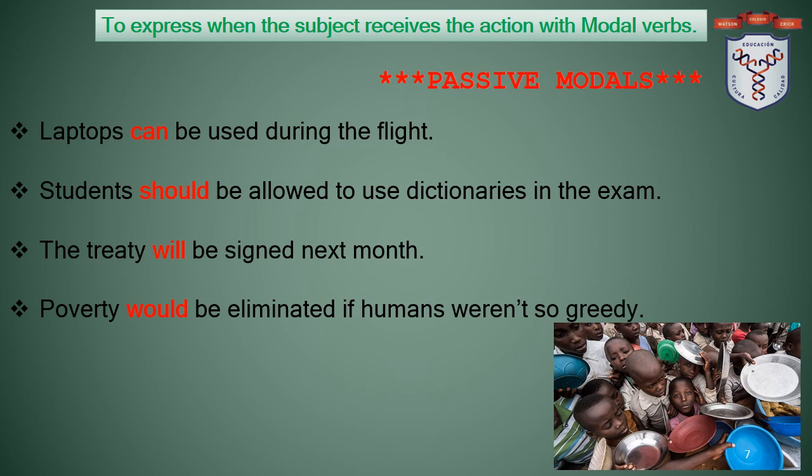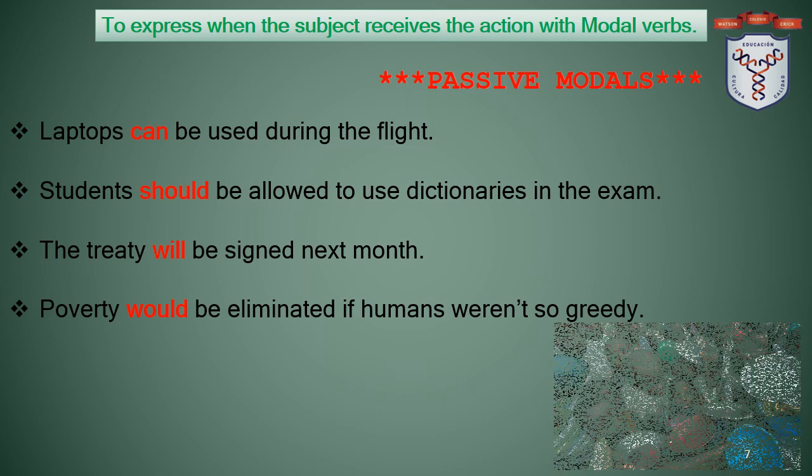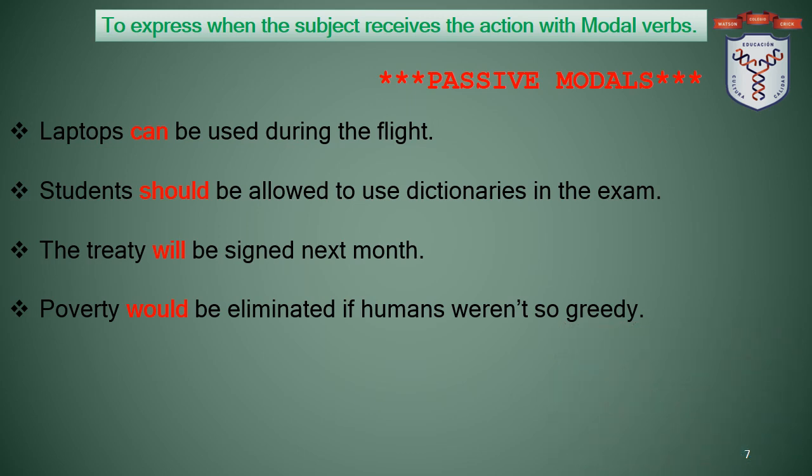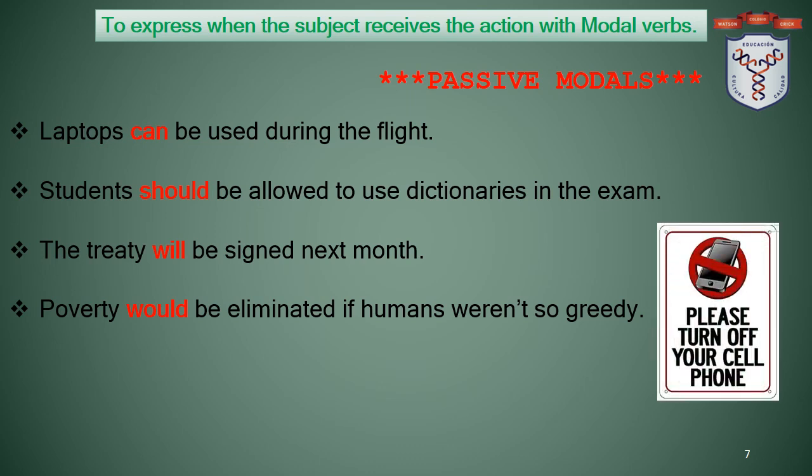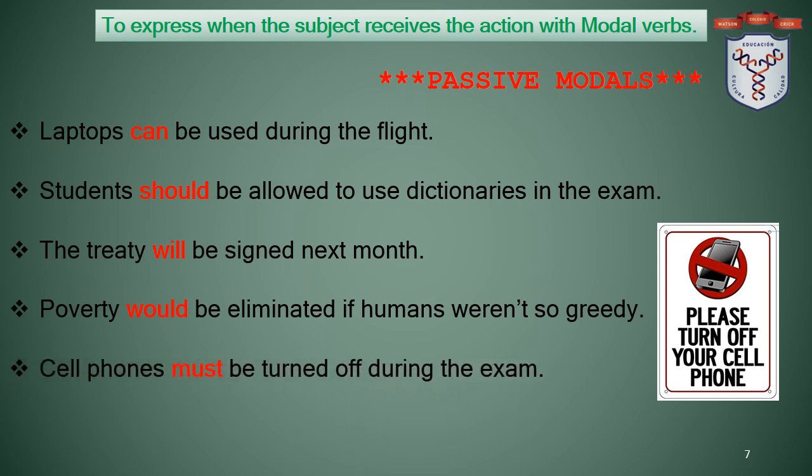Poverty would be eliminated if humans weren't so greedy. Subject poverty, modal verb would, verb to be, and the verb in past participle, eliminated. Cell phones must be turned off during the exam. Subject, cell phones. Modal verb must, verb to be, and the verb in past participle.